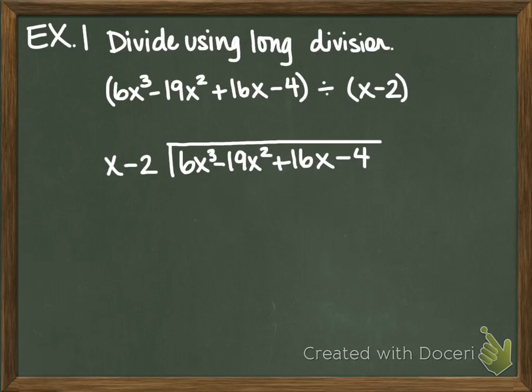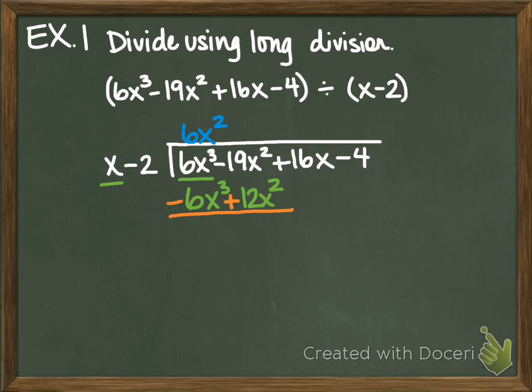Same process here. We're going to start with the x and the 6x cubed. I want to know x times what equals 6x cubed. So x times 6x squared will be 6x cubed. Then I have to multiply back: 6x squared times both terms on the outside. That's going to give me 6x cubed minus 12x squared. I'm going to draw the line and change all the signs.